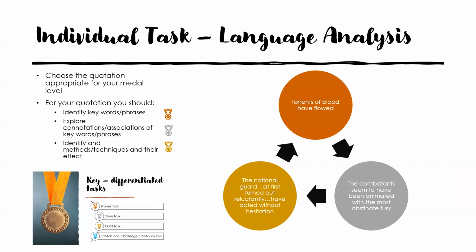For each quote that you look at, or just the one, I want you to identify the key words and phrases, what you are going to zoom in on and expand upon. Then I want you to explore the connotations and associations of those words. That's going to help you to think about the hidden meaning or the inferred meaning that the writer was trying to achieve. For example, for bronze, you might focus on that word torrent and what that implies, what it might relate to and link to, and the image that then portrays to us. And then lastly, gold: any techniques and methods that you perhaps have noticed, for example metaphor, hyperbole or exaggeration, those sorts of things.